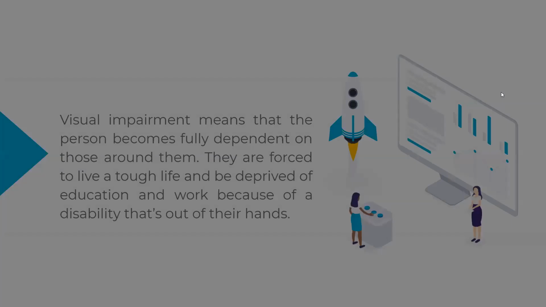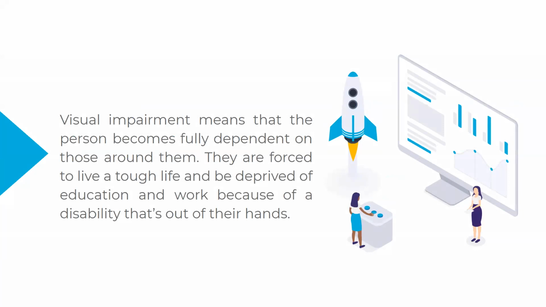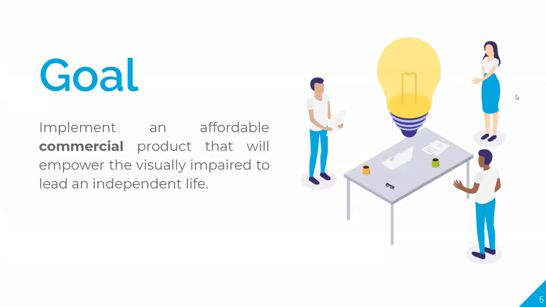Our problem statement is that visual impairment eventually leads the person to become fully dependent on those around them, which makes their life tough and even prevents them from getting proper education. So that's why our goal was to implement an affordable commercial product that will empower the visually impaired to lead an independent life.